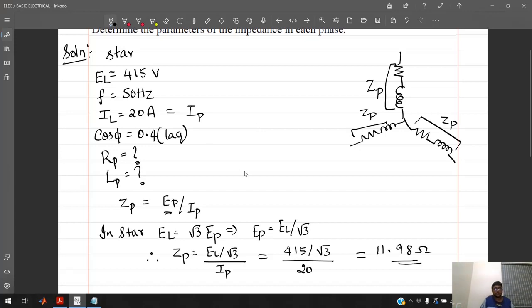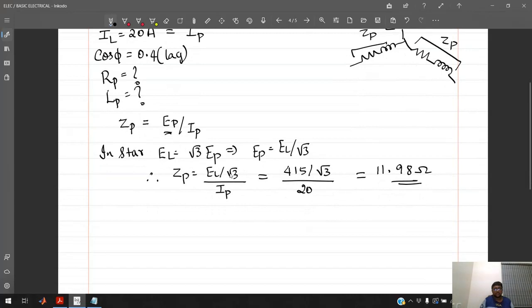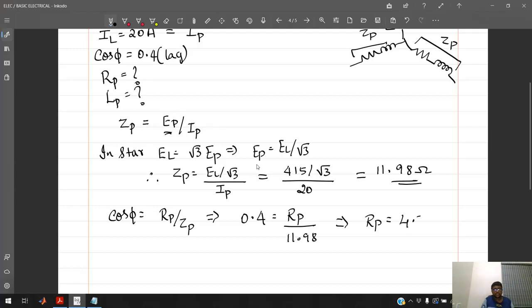So once you get the value of ZP, then it is very simple. Now you know that in the case of power factor, cos phi will be equal to RP by ZP because it is an RL circuit. So you can write RP, and cos phi is given as 0.4. So 0.4 is equal to RP, which is not known, divided by ZP, which is 11.98. That implies RP is equal to 4.792 ohms. So you know the value of RP. So the first part of the question is calculated.